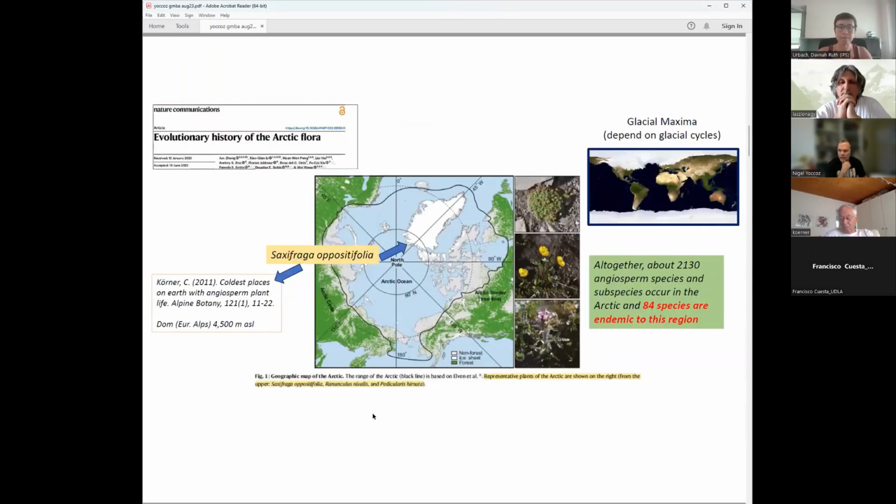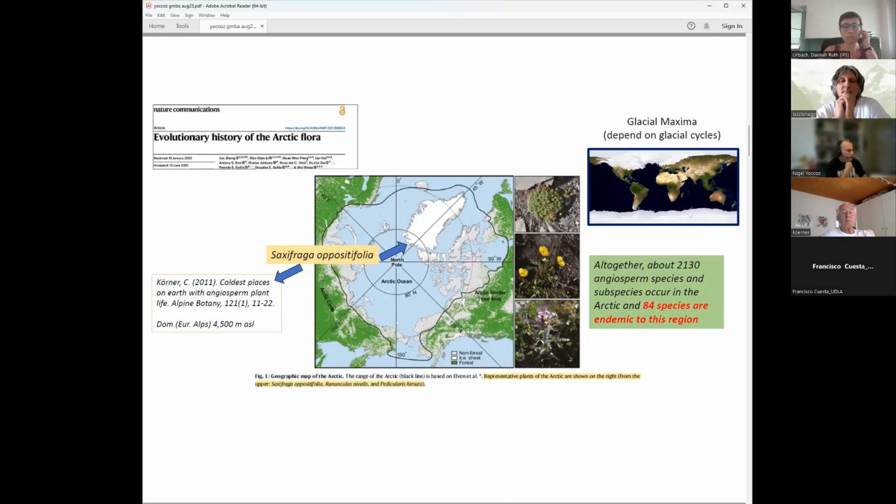So I will take as a starting point the most recent paper that was published about the evolutionary history of the Arctic flora. That was just published in Nature Communications a few weeks ago, where they show this map of the Arctic. So this black line again is the forest line. Everything north of that is in the Arctic. So here, for example, I am in Tromsø, so you have this small Arctic part here.